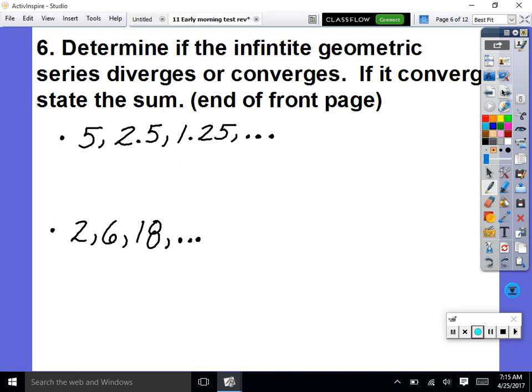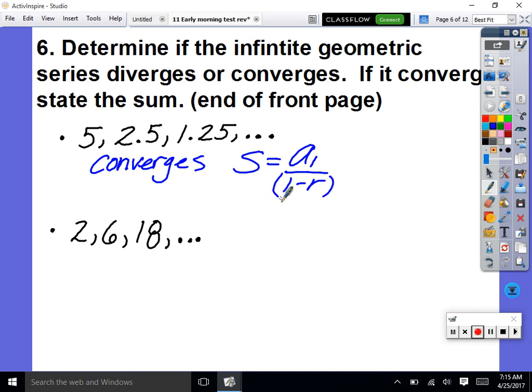So looking at this one, is it converging to a sum or diverging? Is it getting smaller and smaller? It's infinite. We don't know how many terms to stop summing up, so that makes it infinite. But because it's getting smaller and smaller, we can find the sum. So you say it converges. And because it converges, you're going to use the sum formula, the easy formula. So S is equal to a sub 1 over 1 minus r.